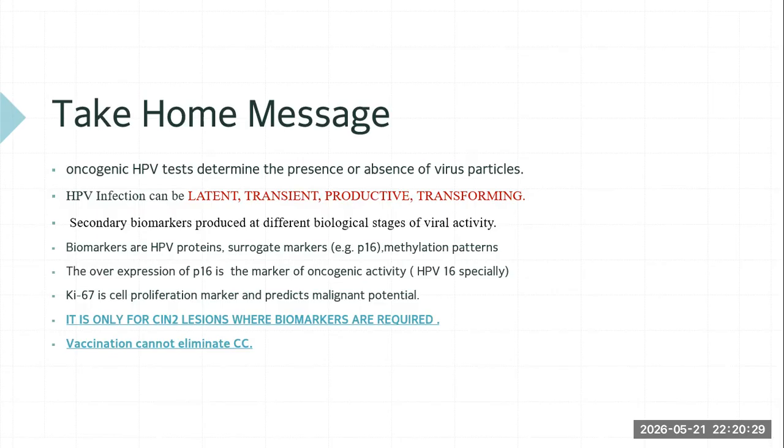And we have a long list of secondary biomarkers which are produced at different biological stages of the activity. More and more are coming and flooding the market. Overexpression of P16 is a marker of oncogenic activity for HPV type 16. Ki67 is a cell proliferation marker and predicts malignant potential. It is a better marker than P16. It is only for the CIN2 lesion that biomarkers are required.